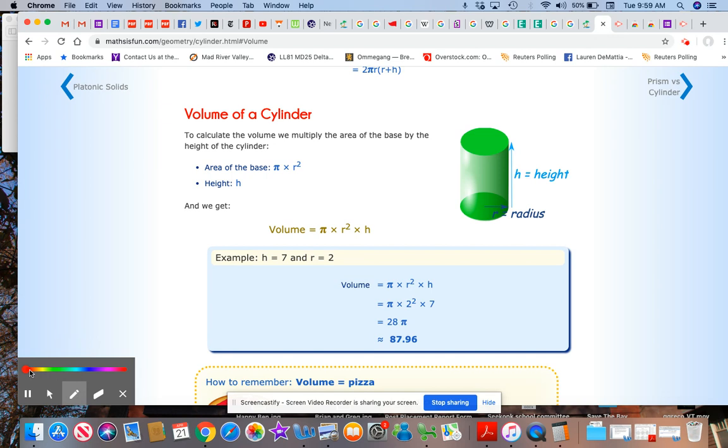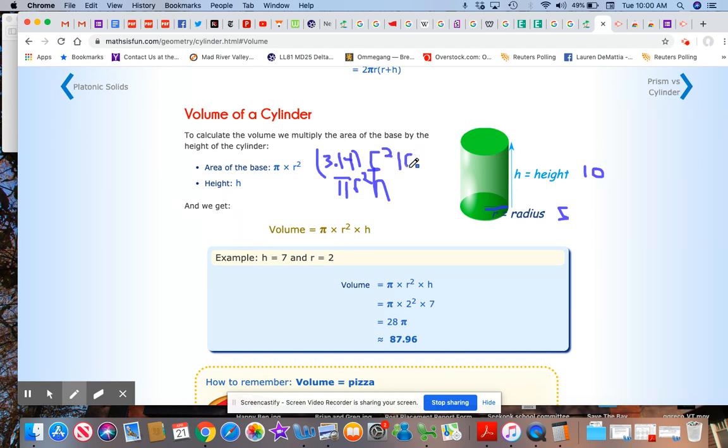So, for example, let's say the radius is 5. This right here is the radius. It's 5, and then the height's 10. Sorry about the horrible handwriting. So it's pi r squared h. Pi is a number, right? So it's 3.14 in parentheses. And then the radius is 5 squared, and then 10. So we square the 5.